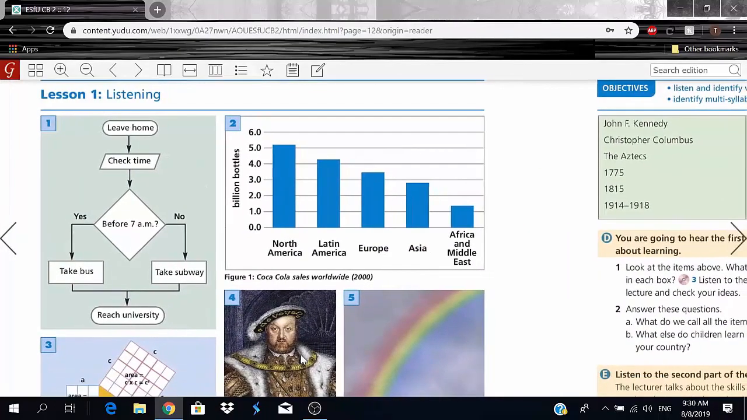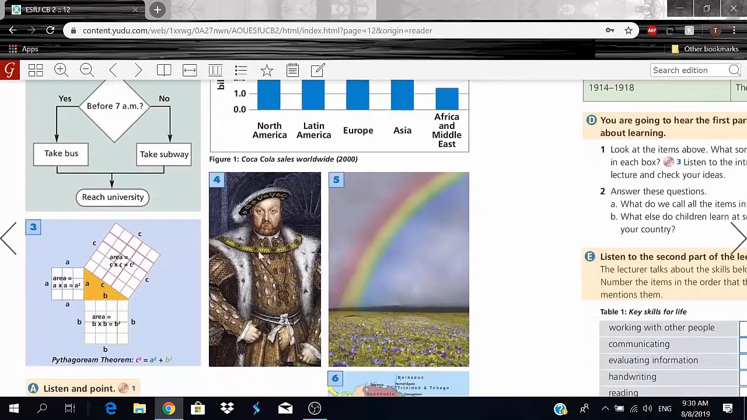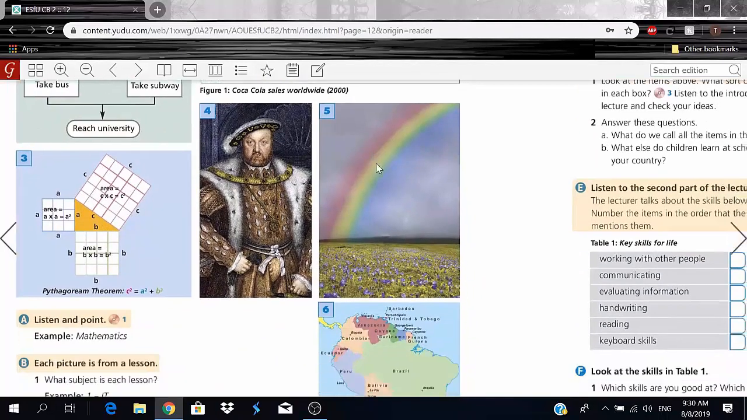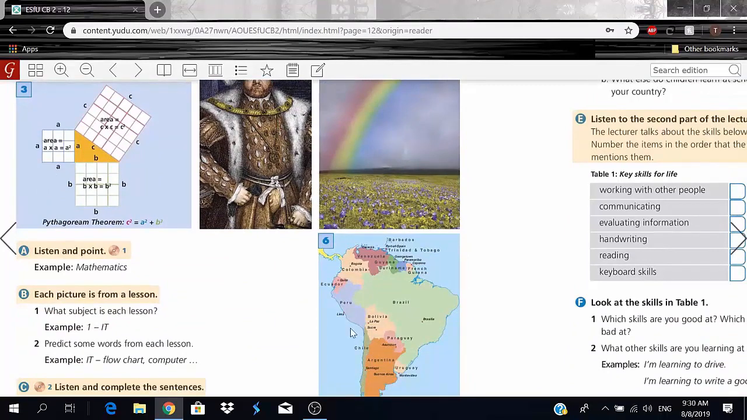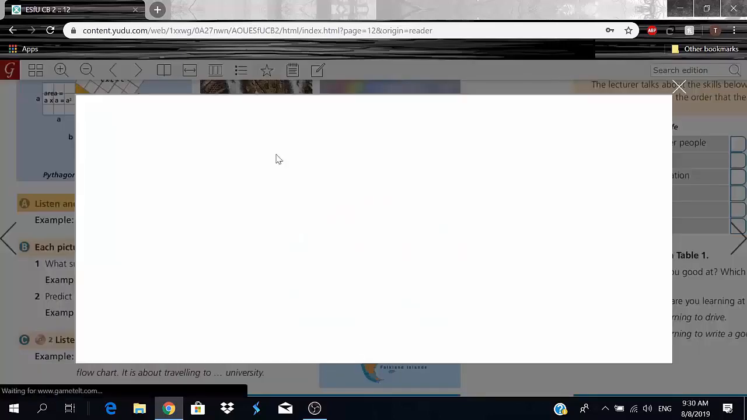Okay, so here we have a few pictures obviously related to education and certain subjects. Here we have a flow chart, by the way. This is a flow chart. This is a bar chart. Obviously this is going to be a picture talking about history. Here we have some equations for mathematics. And we have a rainbow. And finally we have a sort of small world map. Okay, so let's hop into Exercise A, listen and point.